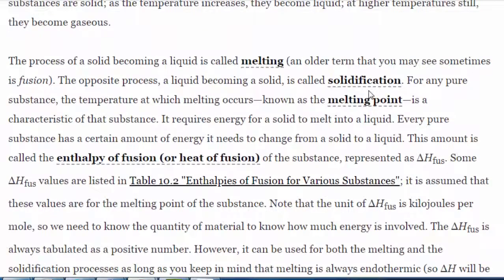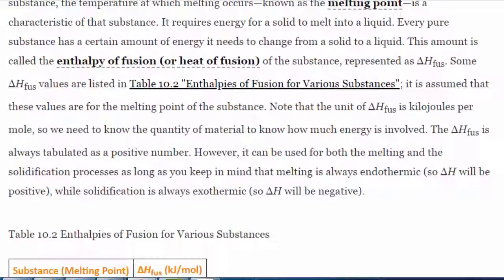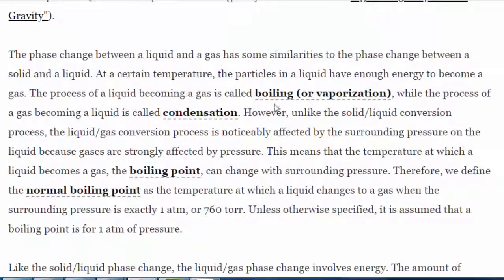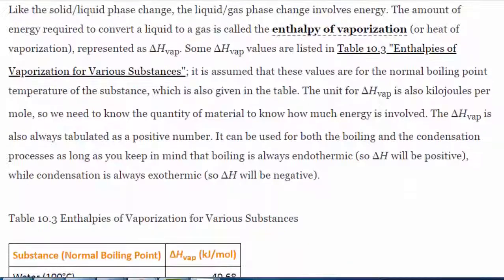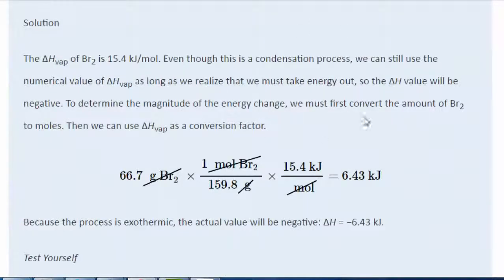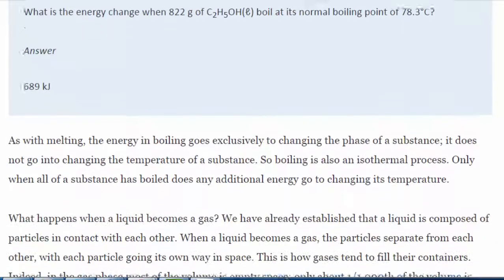So you need to know terms like melting, solidification, what is melting point, those definitions, but don't worry about any mathematical calculations. The same as here, you need to know the meaning of boiling or vaporization, condensation, boiling point, what is normal boiling point. Don't worry about the enthalpy of vaporization, and don't worry about any problem that involves calculations.